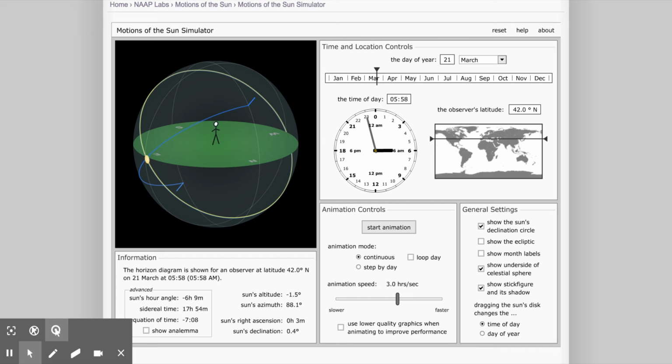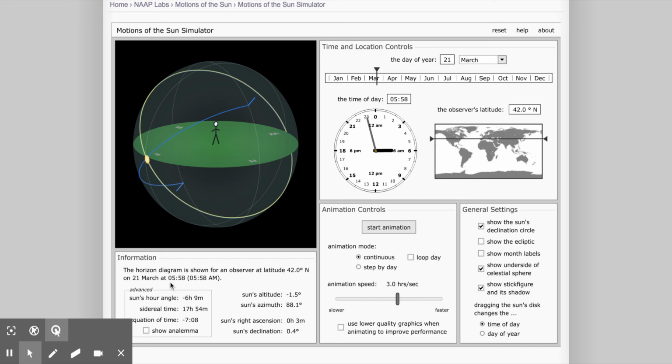I'm going to walk you through how to use the Motions of the Sun simulator. This is going to be on March 21st, which is the vernal equinox. This in particular is shown for an observer at a latitude of 42 degrees north. That is New York State in general. We in New York City are a little bit lower, only about 40 degrees north, but we're just going to show you for all of New York State.